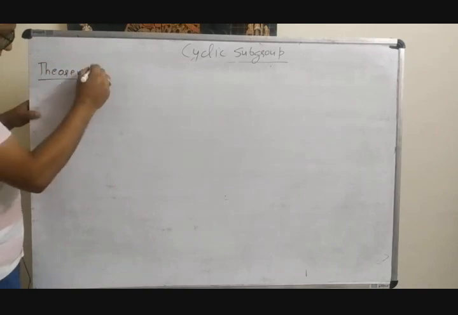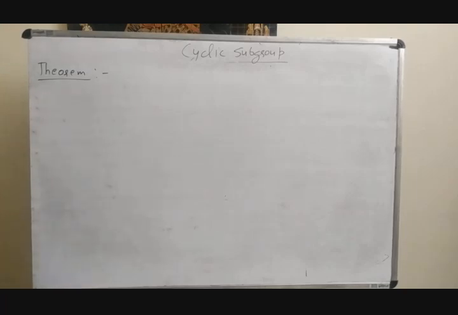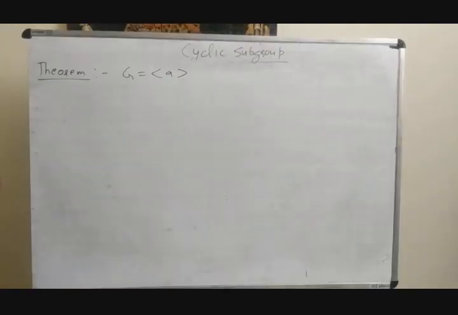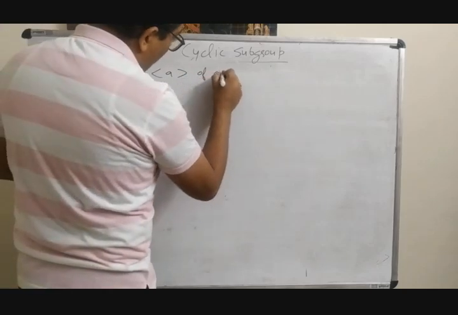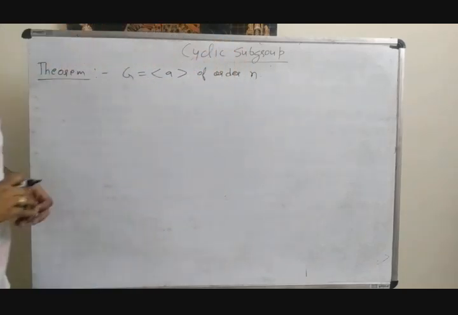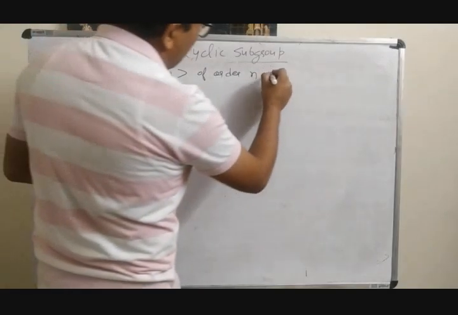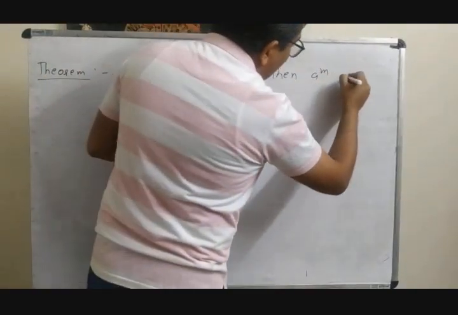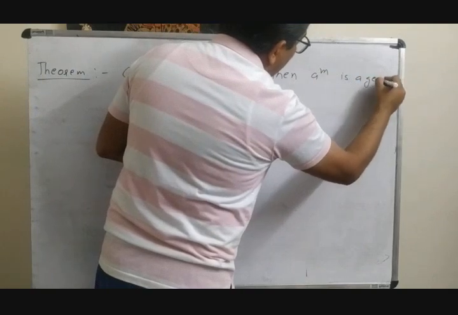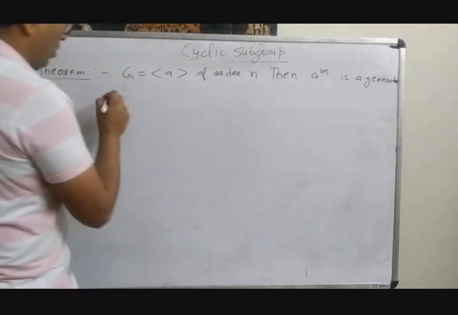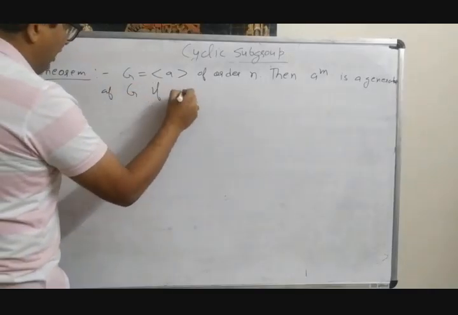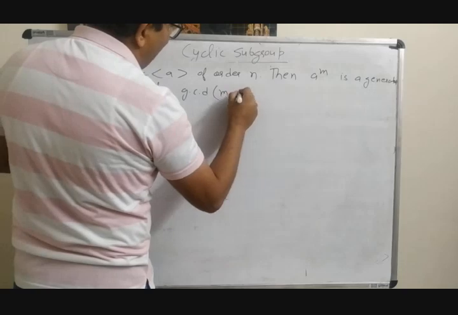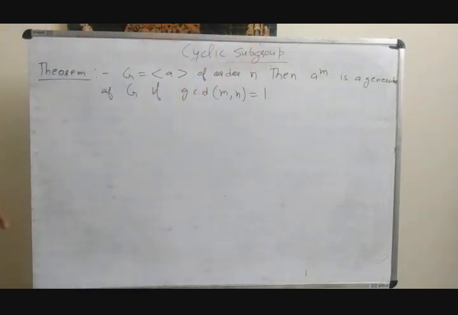We will not prove it, but we will use this result. This result says, if G is a cyclic group generated by A of order n, then A raised to power m is a generator of G if the greatest common divisor of m comma n is equal to 1.